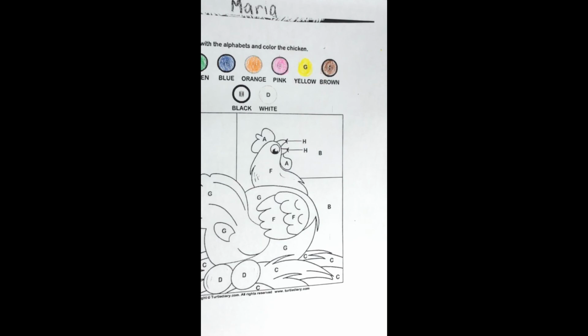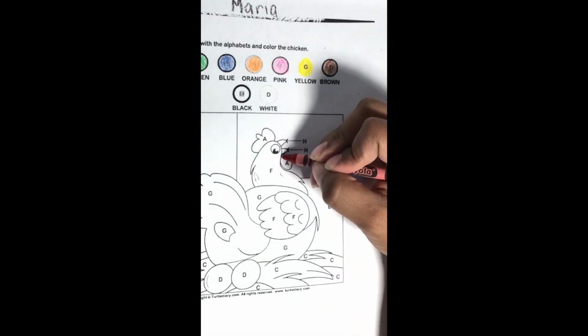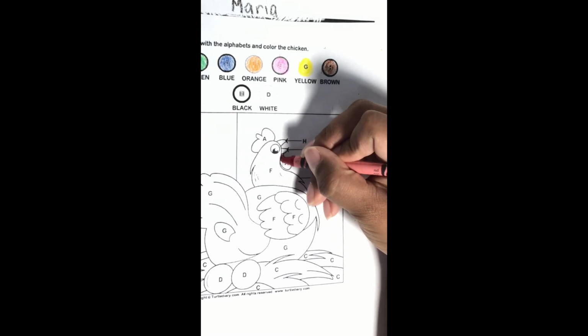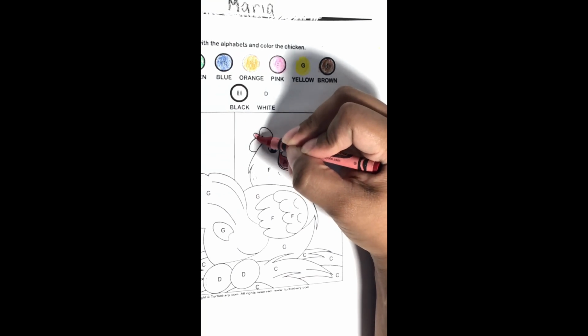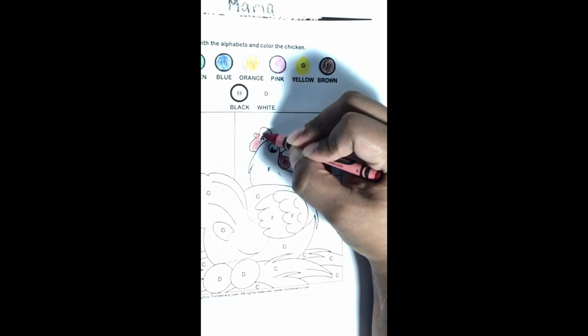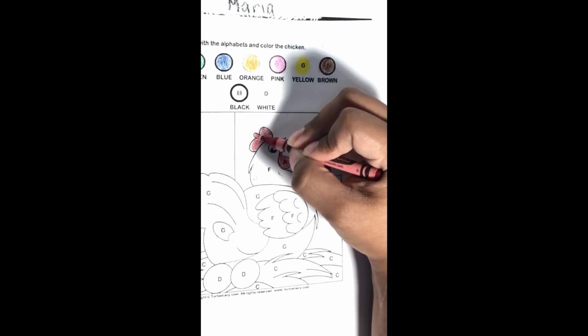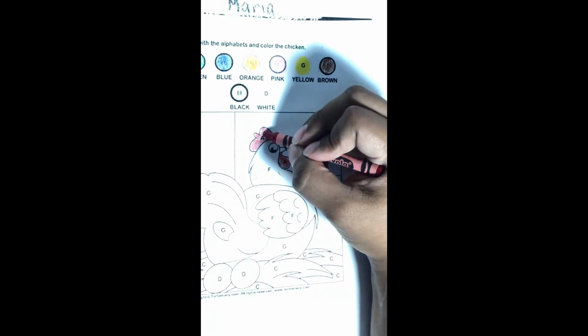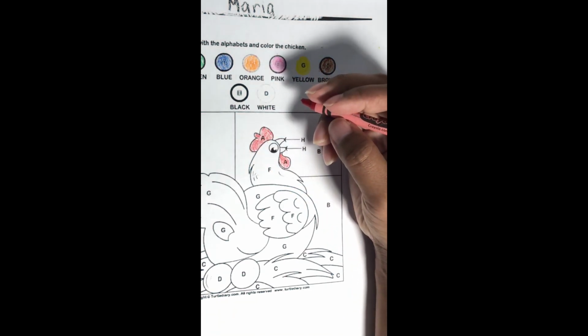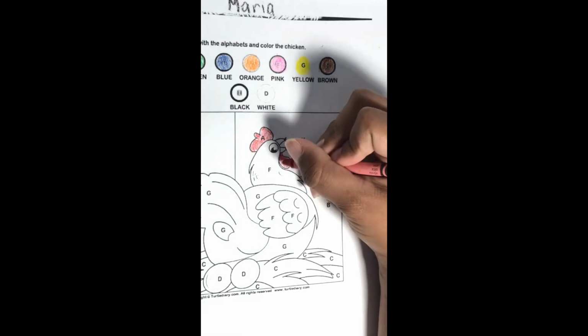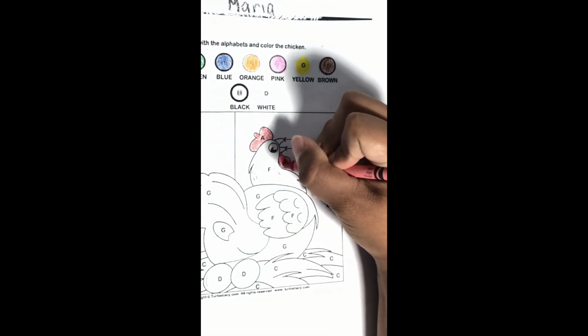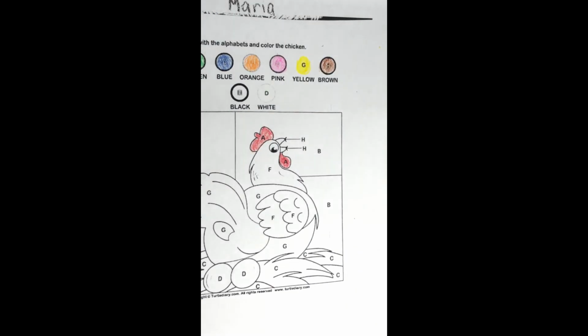Okay, so we'll start with the letter A. Can you find the letter A's on your paper? You're right, they're right here. We're gonna color this in together. Now we're following instructions. So it said A on the head and A on its waddle, if I'm sure that it's what it's called. It looks really good, boys and girls.